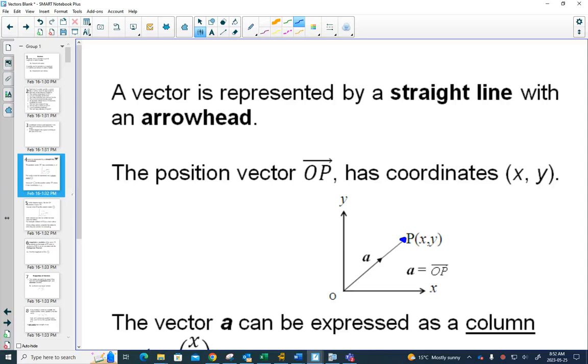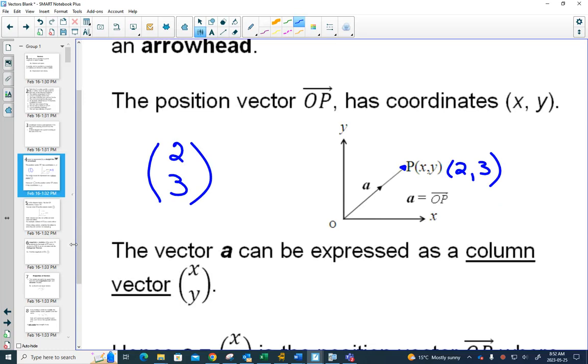So position vector OP has the coordinates x, y. So let's say this point was 2, 3. That looks more like 3, 3, but just so that we have different numbers. Because if you use the same numbers, it doesn't really help you understand which one goes where. Sometimes we write a vector as a column. So we have 2, 3, almost like a matrix. So there's a little bit of connection between matrices and vectors and how we write them. So we can write it as a column vector.